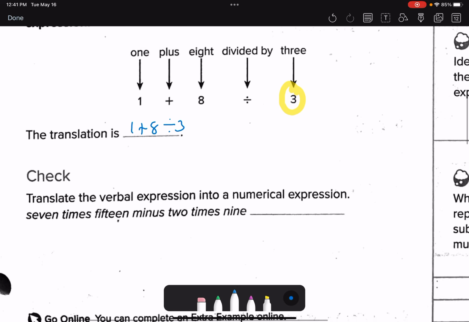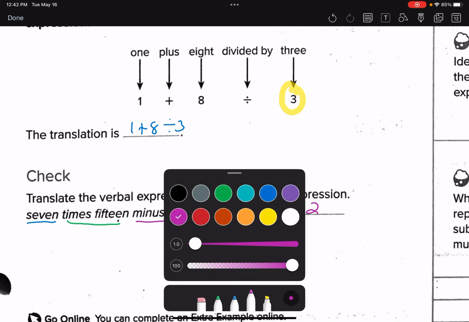So let's go ahead and practice this one. It says 7 first. So I'm going to write a 7 times 15. Now you have multiple ways to show the times. I'm not going to do the little X symbol, but you could do a dot, you could do parentheses. I'm going to go ahead and do parentheses. Parentheses 15. That indicates the times 15. Then it says minus 2. So I'm going to put a minus sign, subtraction, 2. And then it says times 9.